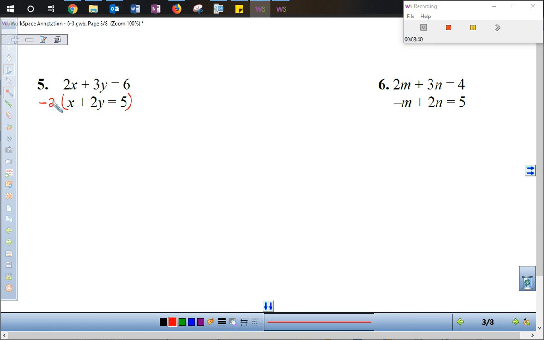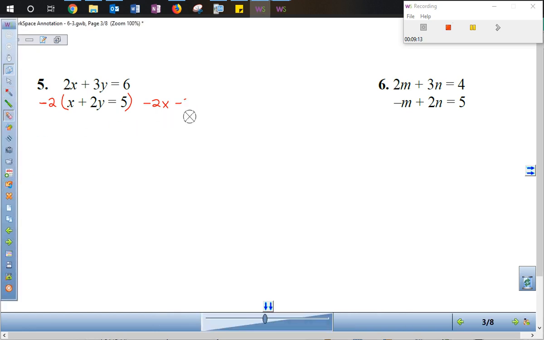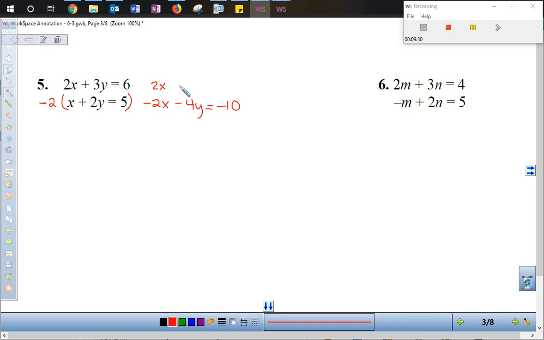So let's start with negative 2 times x is going to give me a negative 2x. Negative 2 times 2y gives me a negative 4y. And then negative 2 times 5 gives me a negative 10. Now, this equation up here that I did nothing to, it's still going to stay the same. I'm going to bring it straight over. I'm just going to rewrite it. So 2x plus 3y equals 6. It's going to go right up there on top of the other one.